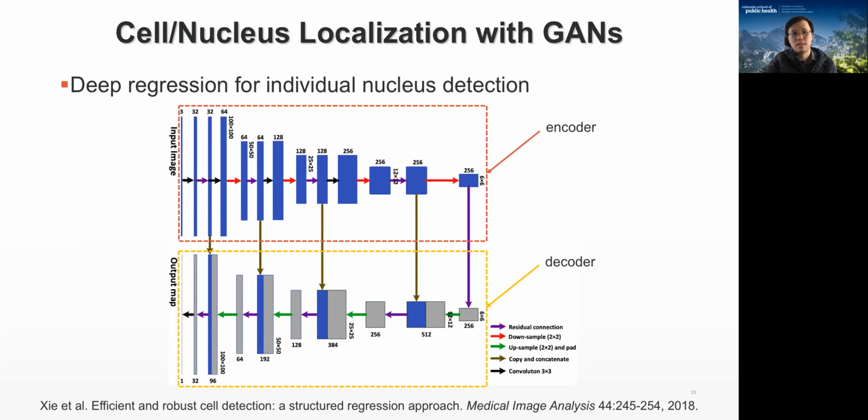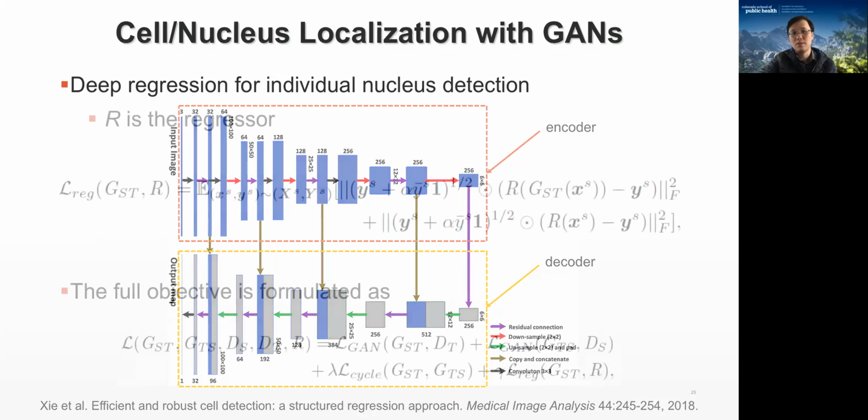And this is the deep regression model. The encoder will learn the features from the input image data, and the decoder will map the feature map into the space of the input images, such that the output prediction map will have the same size as the input images. And in this prediction map, the local maxima will represent the positions of the cells. So this is the basic idea for this deep regression model.